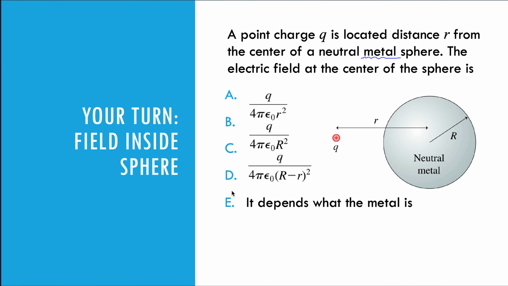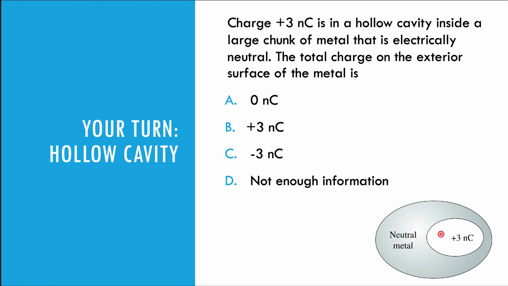The choices got mixed up, but this is supposed to be A, B, C, and then choice D was 0. Hopefully you had that in your PowerPoint notes as one of the choices. I did fix it there. All right, so that was the answer. The field was 0 inside the conductor.